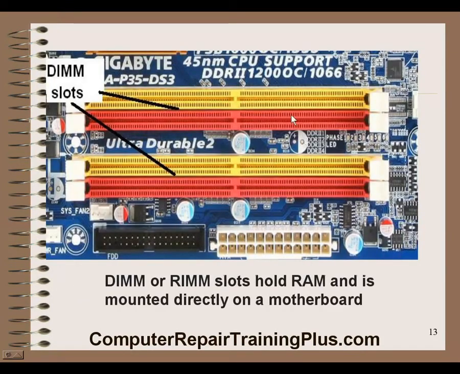Here's an example of some DIMM slots on the motherboard. This would be a 2-channel memory. We could put DIMMs in either of these, or all 4 of them could be populated. Dual channel is much faster than single channel, and it helps to increase the performance of the computer considerably.